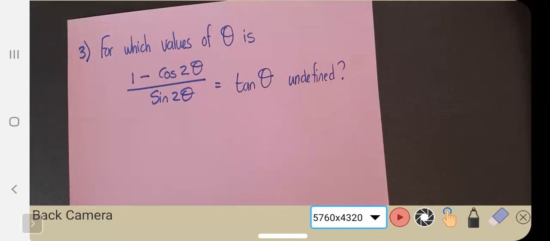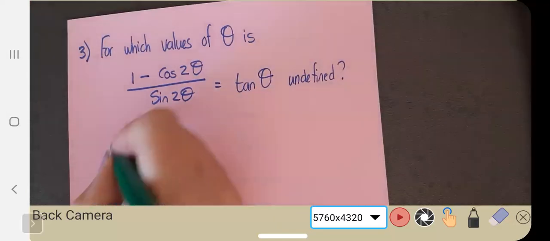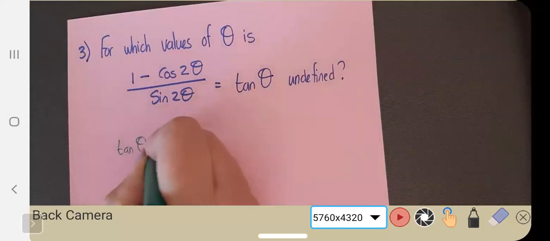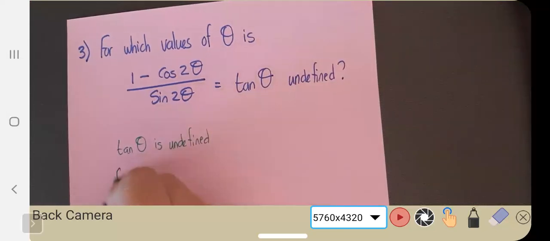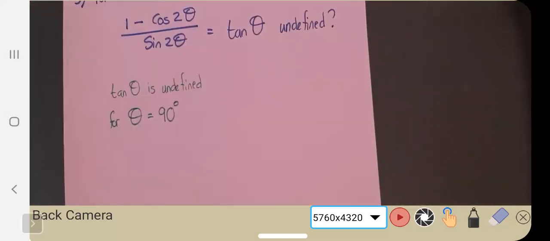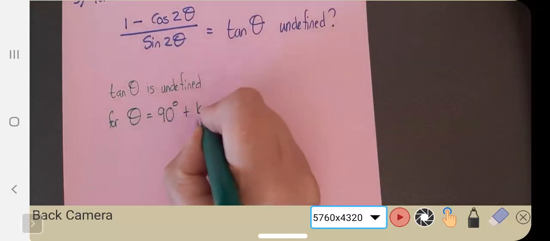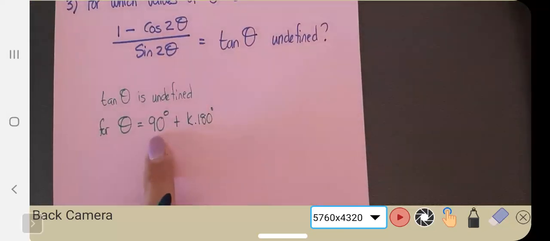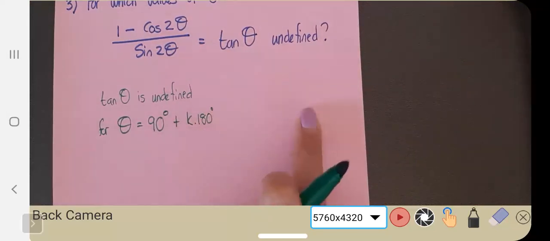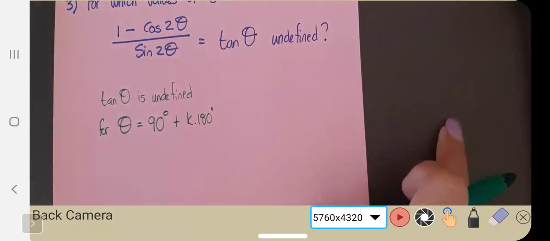So we start by saying tan theta is undefined for theta equaling 90 degrees plus k times 180 degrees. Because every 90 degrees and 180 degrees further, it's 270, and then 180 degrees further and 180 degrees further, they all will have the asymptotes for tan.